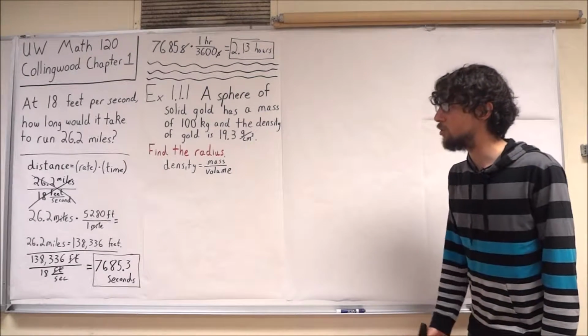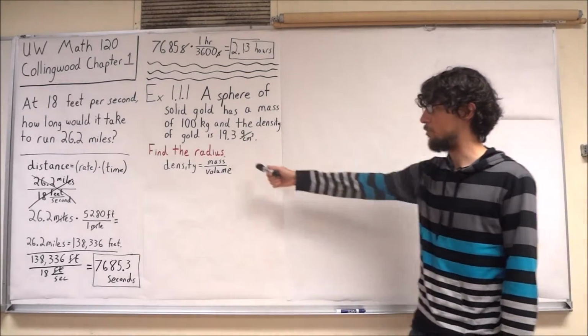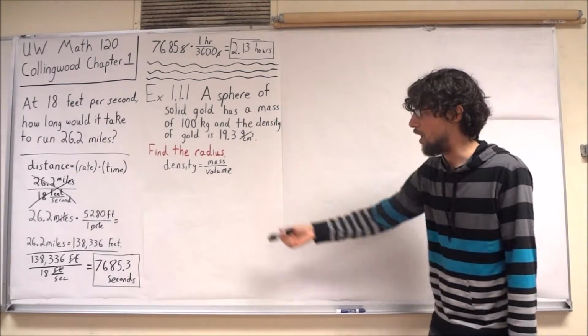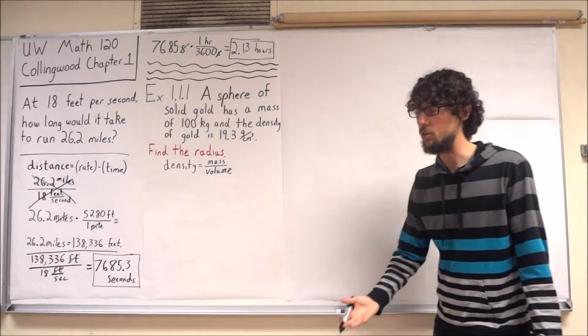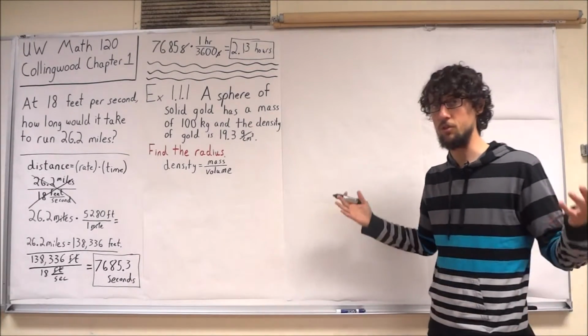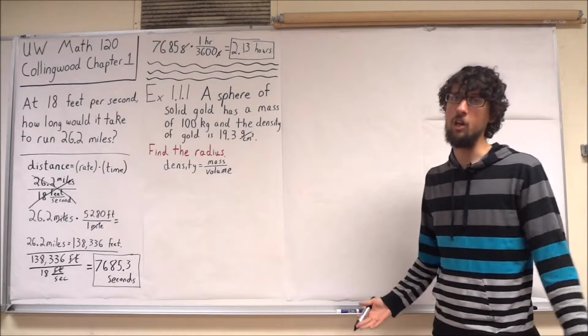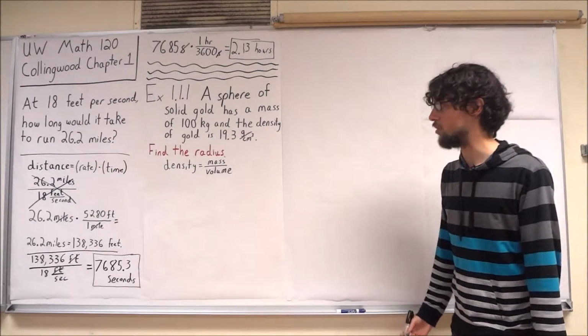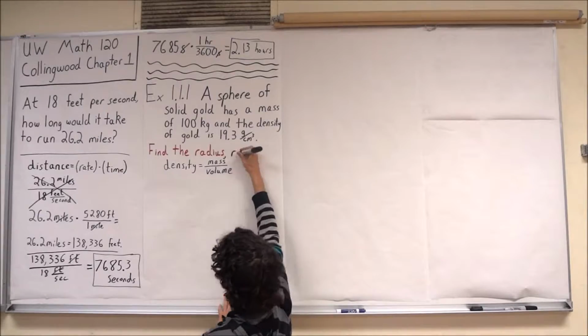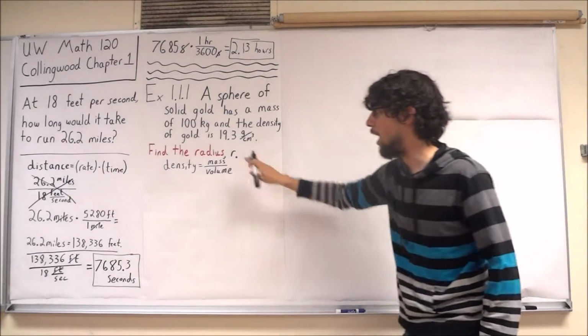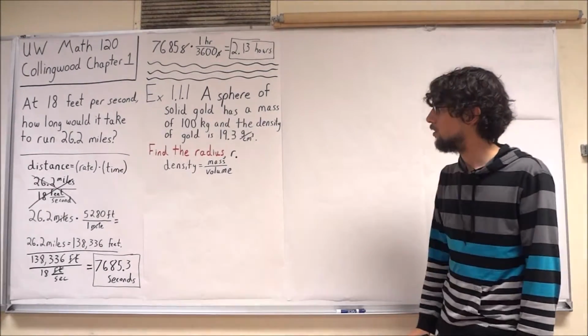Let's also introduce a variable r to represent the radius, and let's express the volume of this sphere in terms of r. This is a really important skill in precalculus, introducing a variable to represent a quantity in question. I'm going to just label r here to say that we're going to find the radius r.